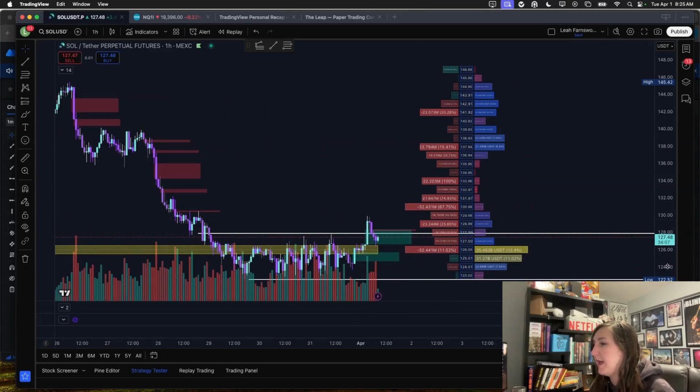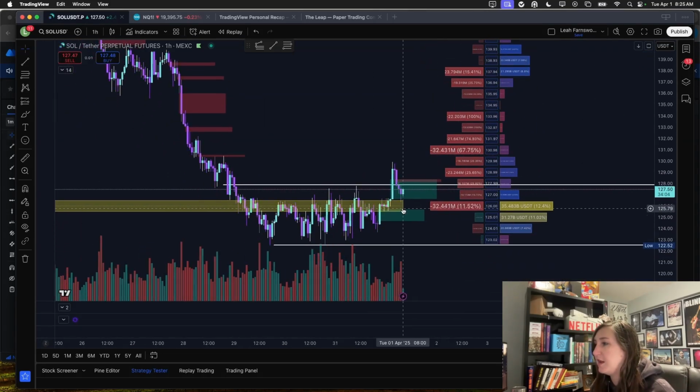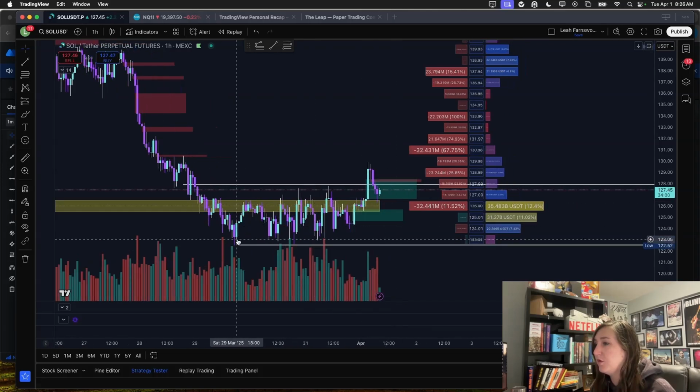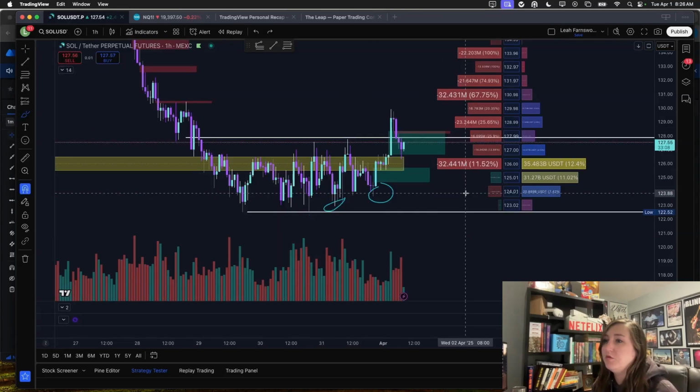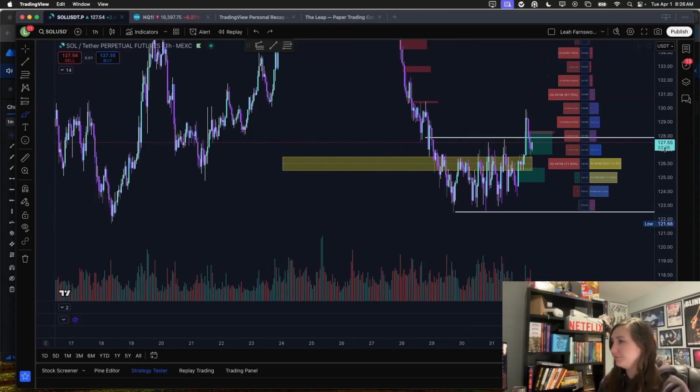So we clearly have a very bullish candle on the 1-hour right here. It was indecisive back and forth, right? On this day that we marked out, the previous day between this high and this low. Now we have this bullish candle. It broke through that previous day high. It looks like it's trying to retest it again, so it could shoot up more. So let's move down to the 5-minute.